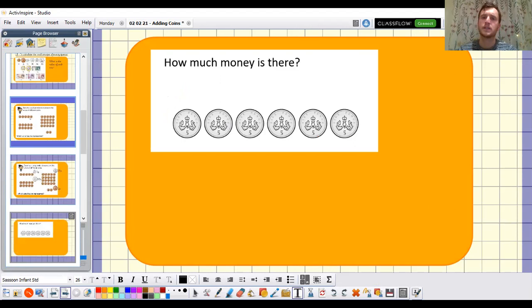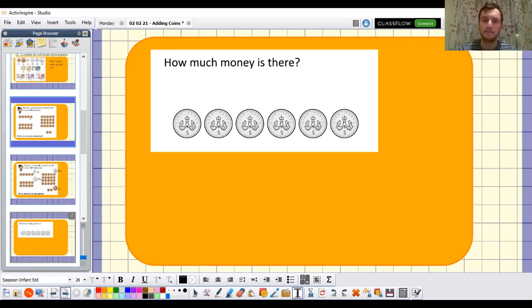Another one. This time, there is a number of 5 pence coins. How much money is there in total? I have 1, 2, 3, 4, 5, 6 5-pence coins. I wonder if you can work out how much that would be. You can have a pause if you need, have a think. Can you work out the total amount?